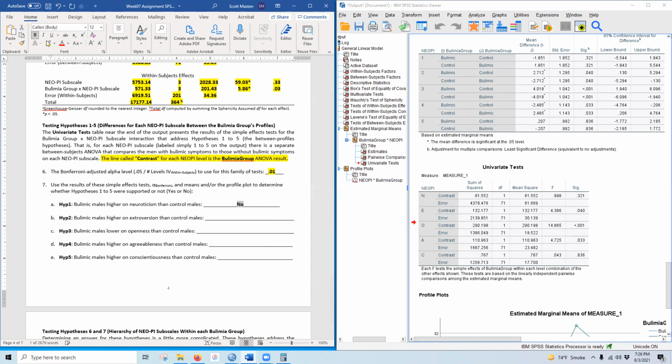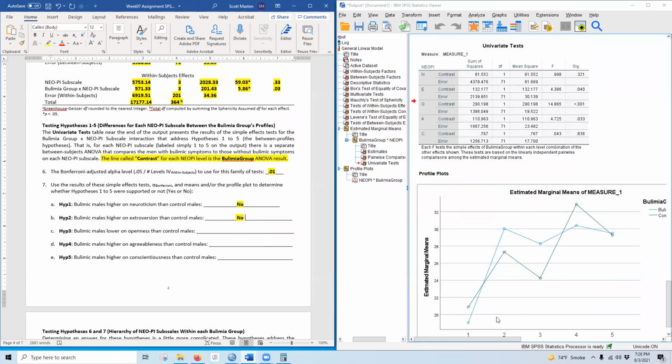You're like, oh man, swiper needs to keep swiping. How about E? Bulimic males are higher on extroversion than control males. There's E. Is it significant, less than 0.01? No. Hypothesis not supported. They don't even differ. How about bulimic males were lower on openness than control males? There's openness. Is that less than 0.01? It is. Cool.